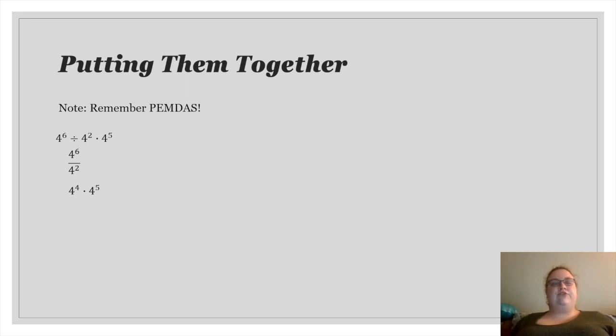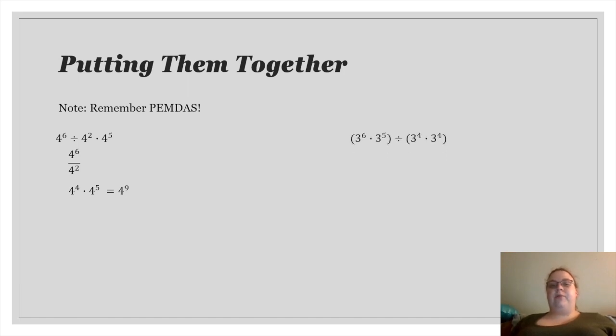So now we have 4 to the 4th times 4 to the 5th, and we know that when we are multiplying exponents with the same base, 4, we add their exponents together. In this case, 4 and 5. This will leave us with a final answer of 4 to the 9th.